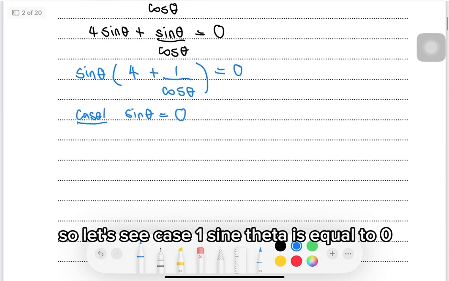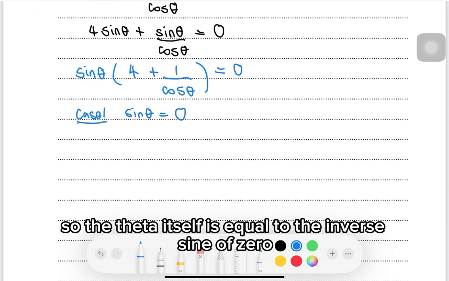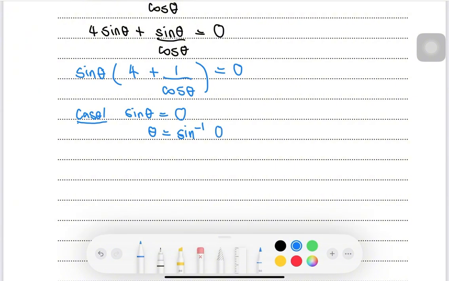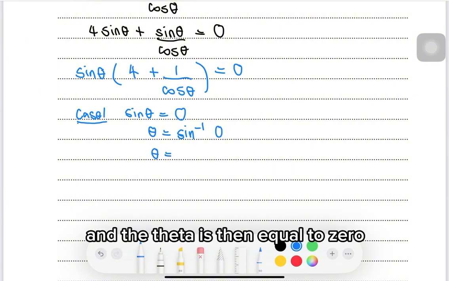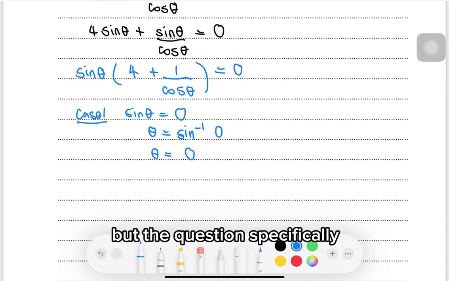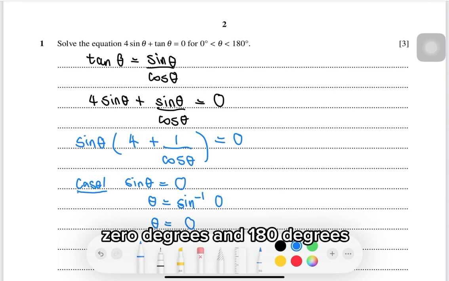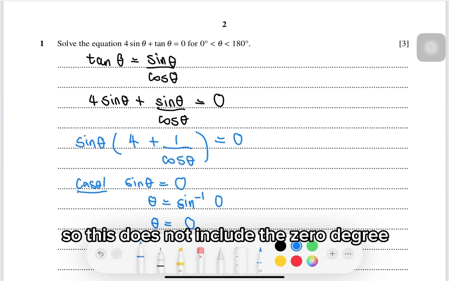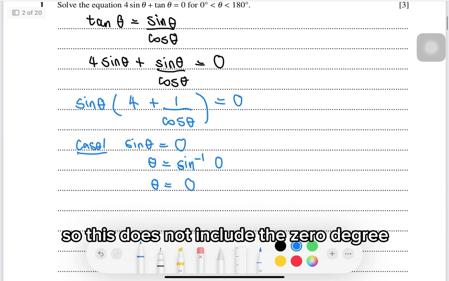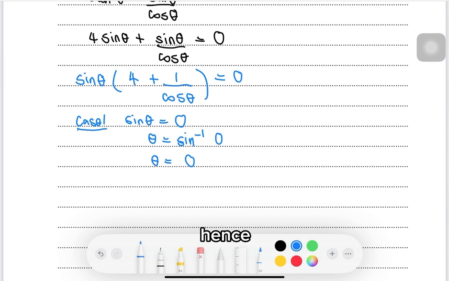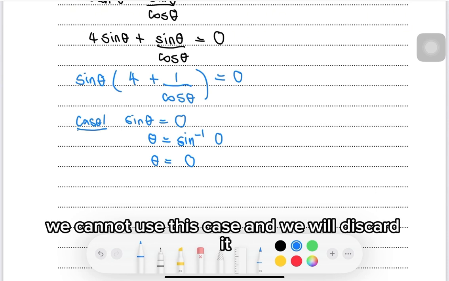So let's see case 1. Sine theta is equal to 0, so the theta itself is equal to the inverse sine of 0, and the theta is then equal to 0. But the question specifically states that they want the theta to be between 0 degrees and 180 degrees. So this does not include the 0 degree. Hence, we cannot use this case and we will discard it.